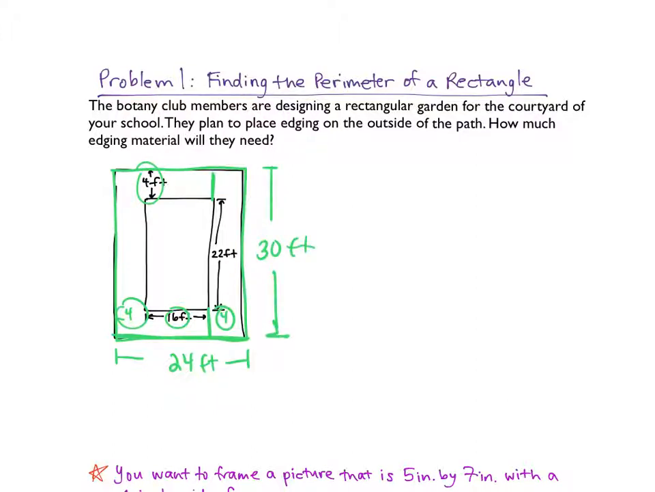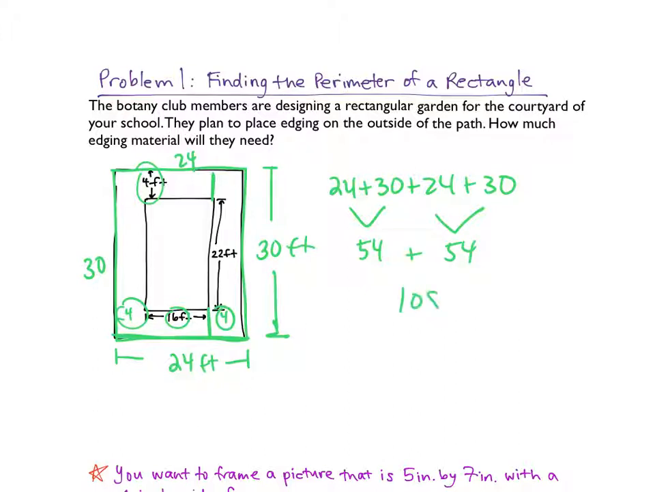Okay, and then in a rectangle, right, the opposite sides are going to be the same length. So this is also 30, and this is also 24. So in order to figure out the edging, we're going to add those all up, right? So 24 plus 30 plus 24 plus 30. This is 54, so this is 54, and if we add those together, we get 108 feet. Okay, it's still a length, so we still keep the unit feet. All right, so that is the perimeter.